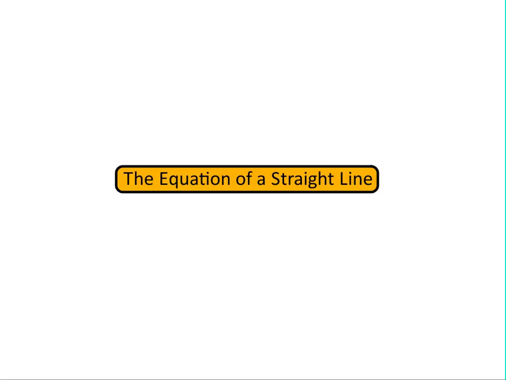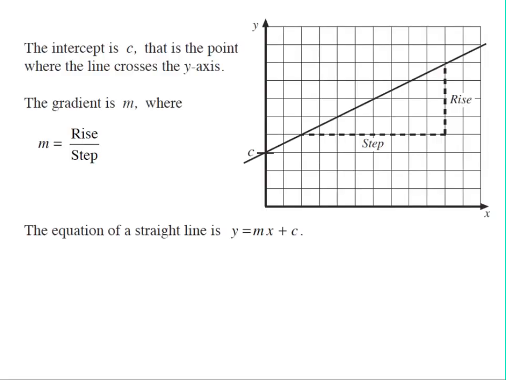In this lesson, we're going to look at the equation of a straight line. The first thing we need to know about is the gradient of a line. The gradient of a line is defined to be the change in y divided by the change in x at any point on a line. So the change in y in this diagram is there.